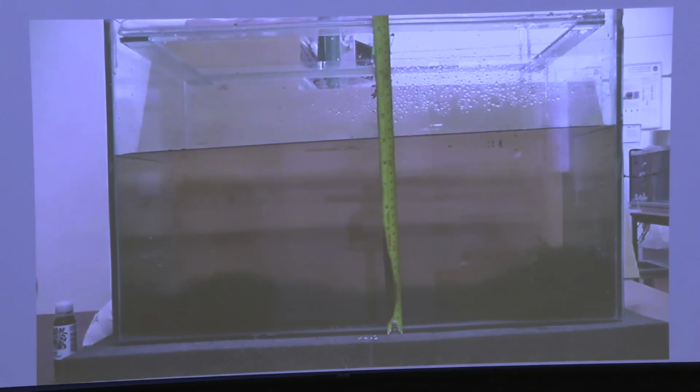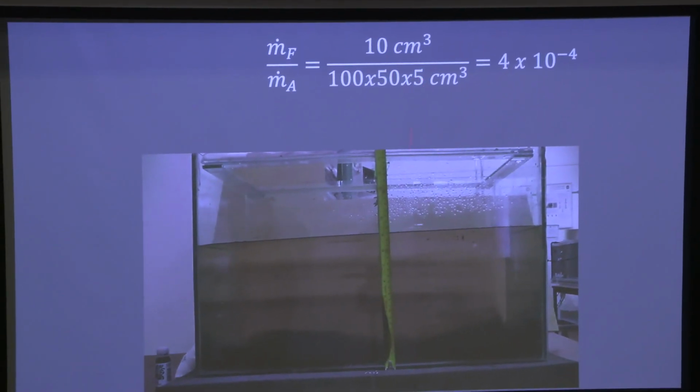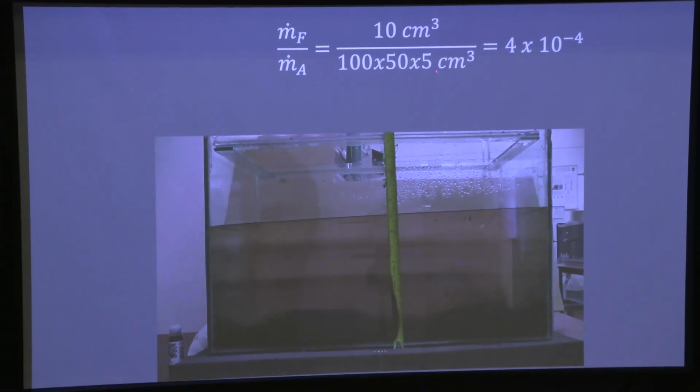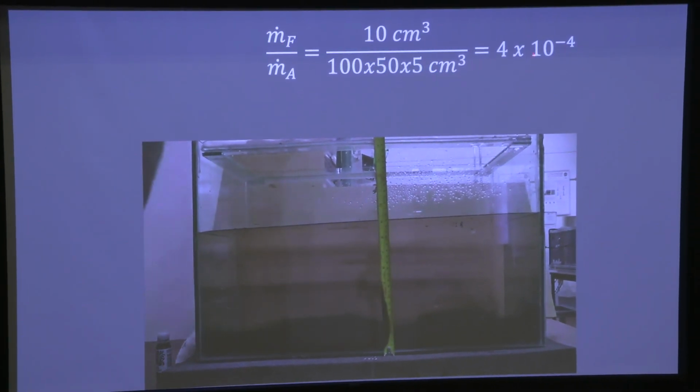So, once it settles down, I can measure it, and basically the amount of fuel, which is the injection, is 10 cubic centimeters. The tank is 100 times 50, and the height of the smoke layer is 5 centimeters. So effectively, the mass of fuel divided by the mass of air is 10 to the minus 4. So you have 10,000 times more air than you have fuel. What does that mean? Can you neglect the fuel?